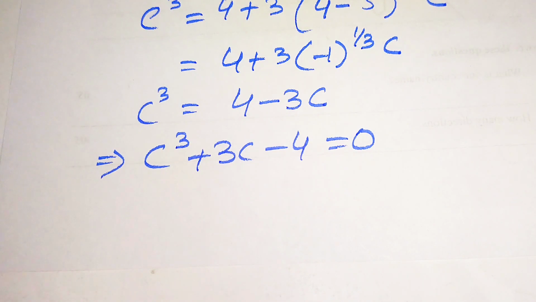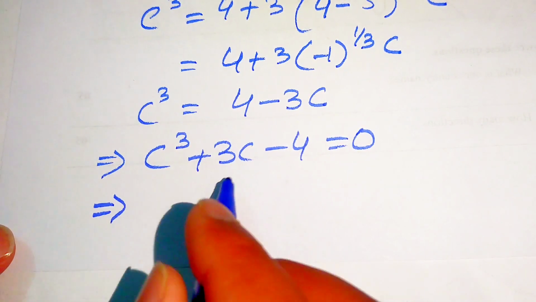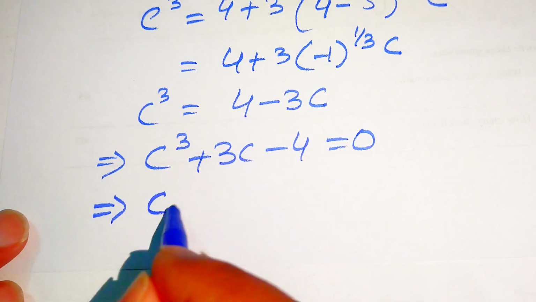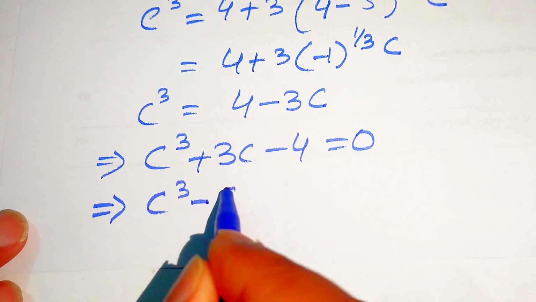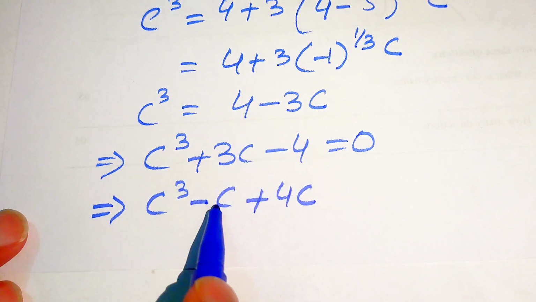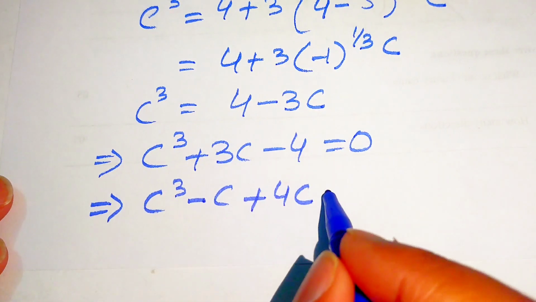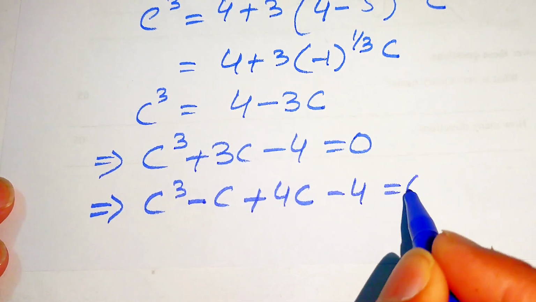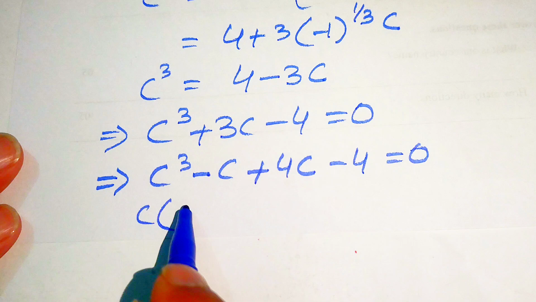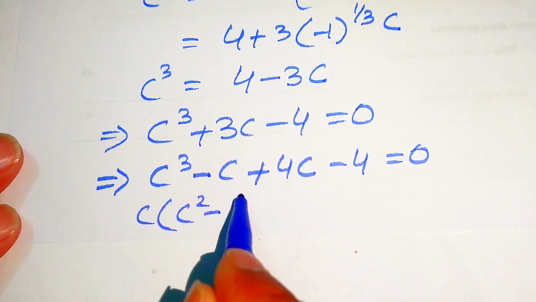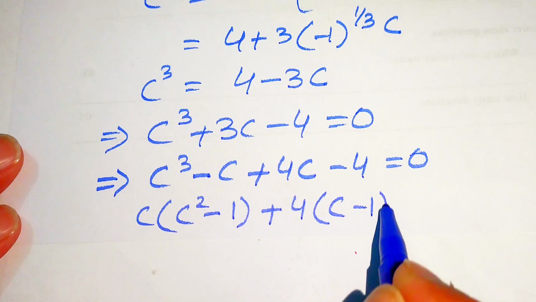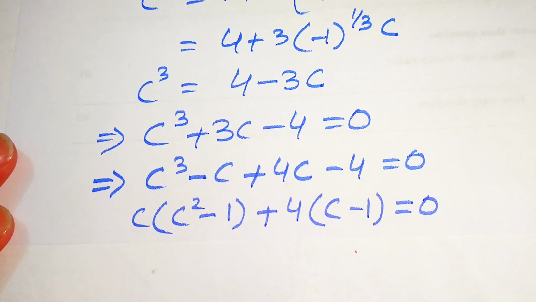So we will break the middle term here, and our middle term is 3c, and we write this 3c in this form: c cubed minus c plus 4c. We write this 3c as minus c plus 4c. This is minus 4 equals 0, and here we take common c from the first two terms, and it will be written as c square minus 1. Here we take common 4, and we get c minus 1 equals 0.